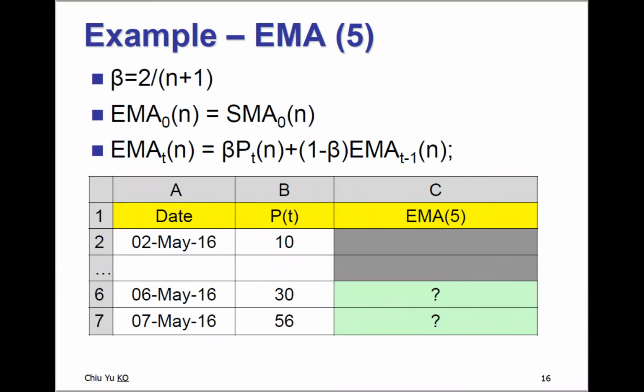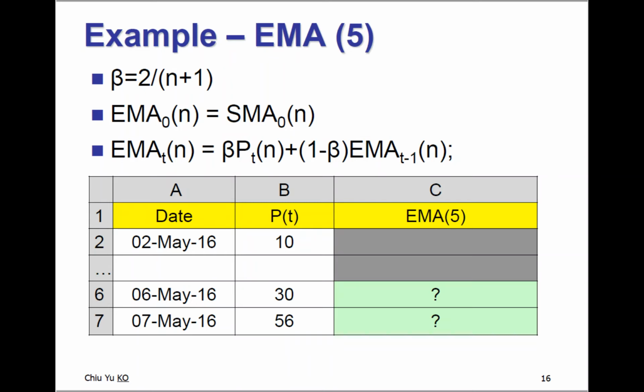The other thing is look at the EMA rule. Remember, the first EMA is the SMA. For the second, the EMA will be based on the current day's price and yesterday's EMA, and you multiply by beta and 1 minus beta respectively, and beta is 2 over n plus 1. If n equals 5, then beta is 2 over 5 plus 1.